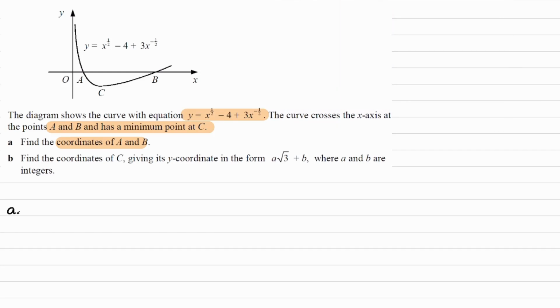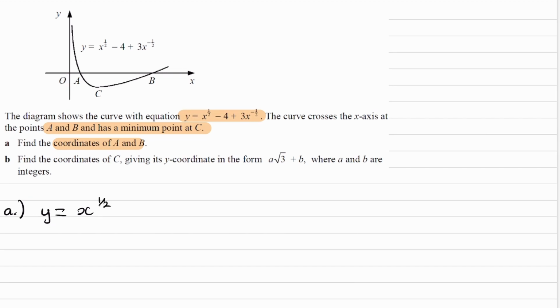So, y is equal to x to the half minus 4 plus 3x to the minus a half is equal to 0. So how do we solve this kind of equation? This is actually a hidden quadratic.